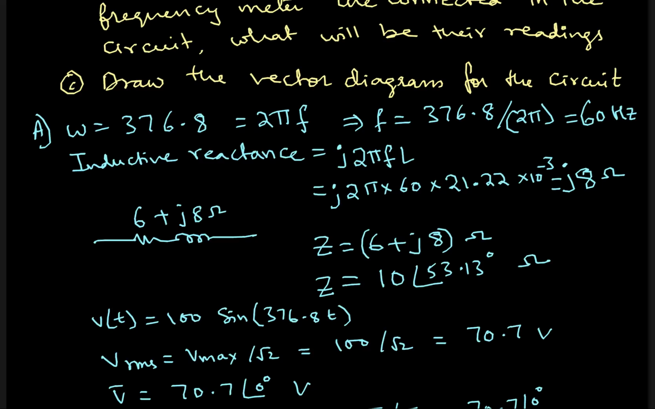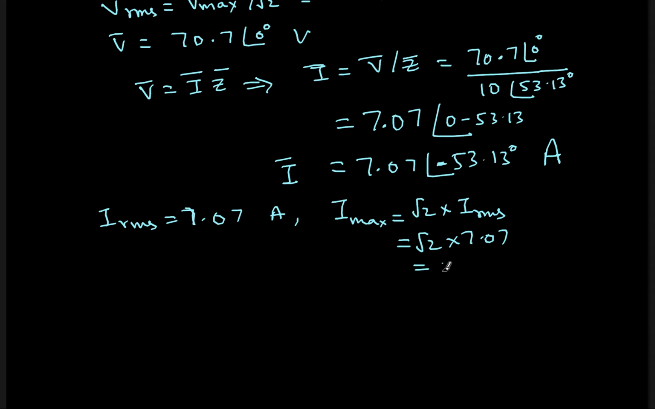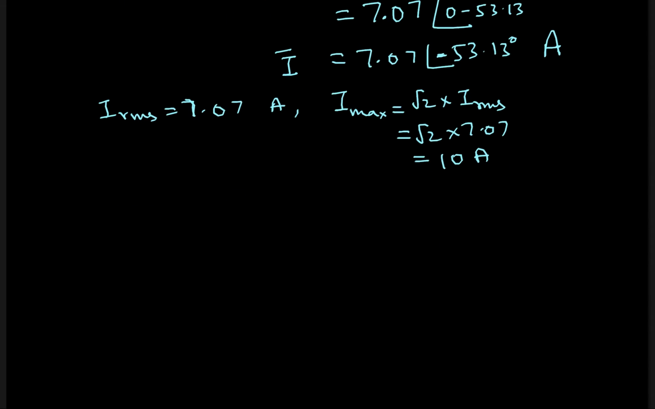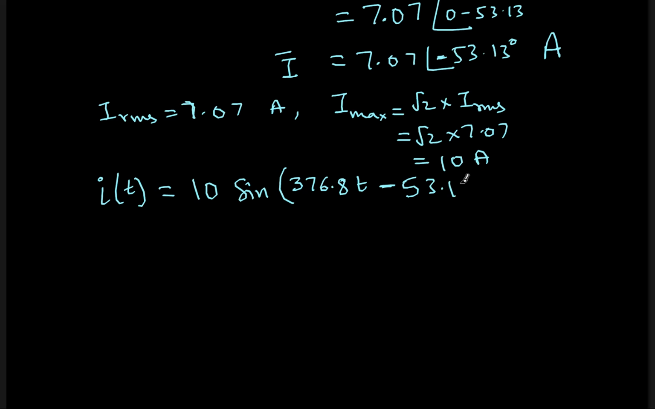Now to write the instantaneous current, this is I RMS. The I RMS magnitude is 7.07. Therefore, how to get the I maximum? That is root 2 into I RMS. Root 2 into 7.07 will be again 10 amperes as the maximum current. Once I have the maximum current, I can write small i of t is equal to 10 sine 376.8 t. The frequency will be the same. Here it will be minus 53.13 degrees amperes. So this is the instantaneous value of the current. So this is your answer.